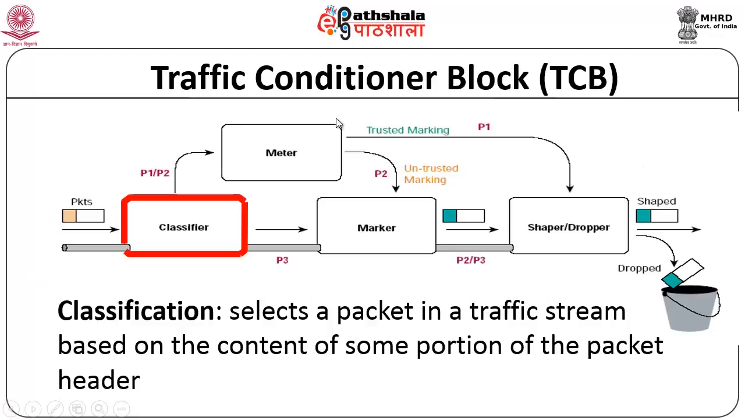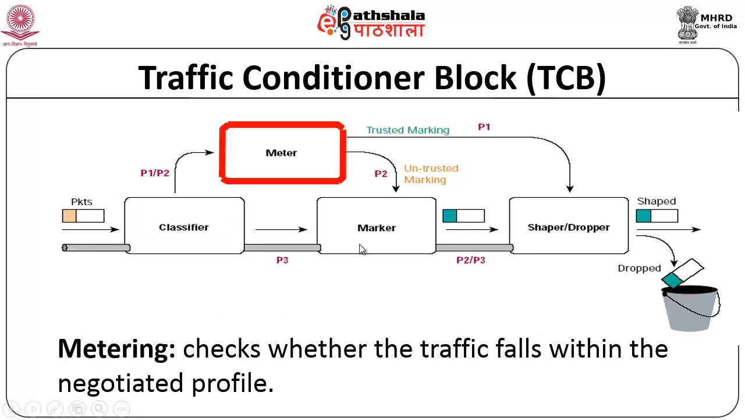So this traffic conditioner block will have these different components: a classifier, a meter, a marker, a shaper and a dropper. When a packet comes in, it's first classified, and some portion of it will go to the meter, P1, P2. This is conforming traffic, so it goes here, and the other class comes over here. The metering will check whether it falls within the negotiated profile. Based on this, untrusted is marked over here, and trusted is marked differently as P1. So P1 is trusted marking, P2 is untrusted marking.